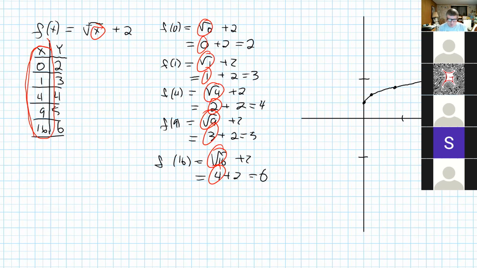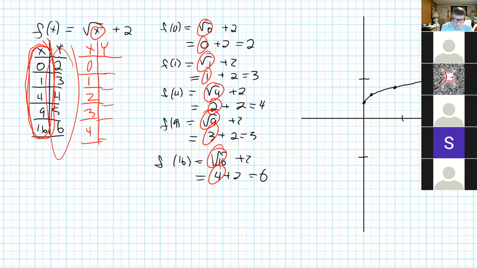Now, had they used 0, 1, 2, 3, 4, and so on, we could still come up with values, but they wouldn't be as nice, and we'd probably have to use our calculator. Like, I don't know what the square root of 3 is. It's 1.7 something, and we'd have to round it off. We could still graph it, but it wouldn't be as easy. So by planning ahead and choosing nice values, we get nice results. Does that make sense? Yes.